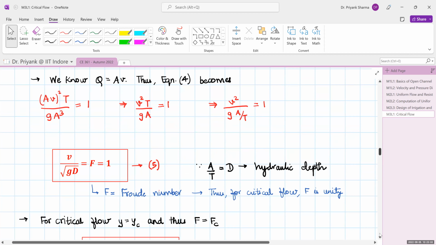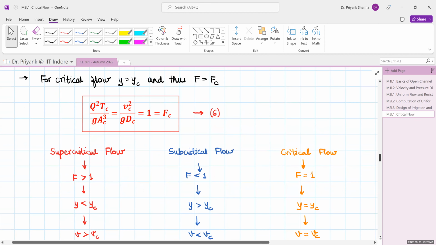Now we know the continuity equation Q = AV. So our equation 4 for the critical depth changes as this. Instead of Q, I'll have A into V. So that is V²T/gA = 1. Now this T I'm bringing down, so it is V²/g(A/T) = 1. Now what is A/T? A/T is D, the hydraulic depth. So your equation becomes V/√(gD) = 1. Now this is the equation for Froude number, equal to 1. So for critical flow, your Froude number should be unity. That is the necessary condition for critical flow.